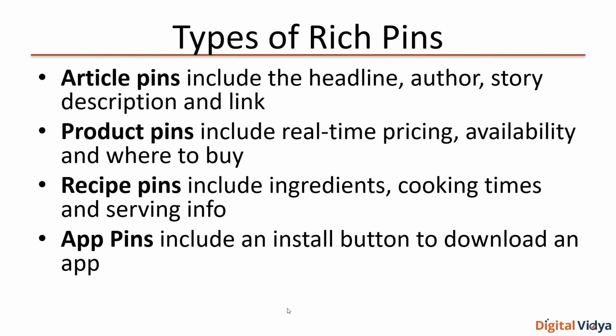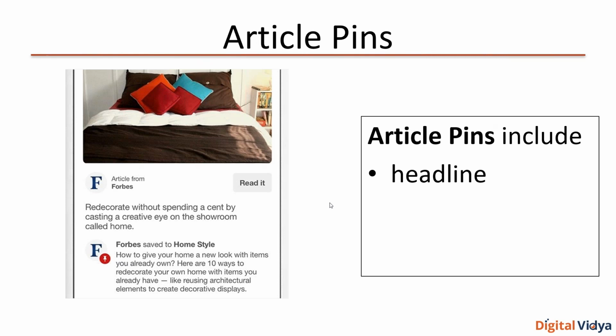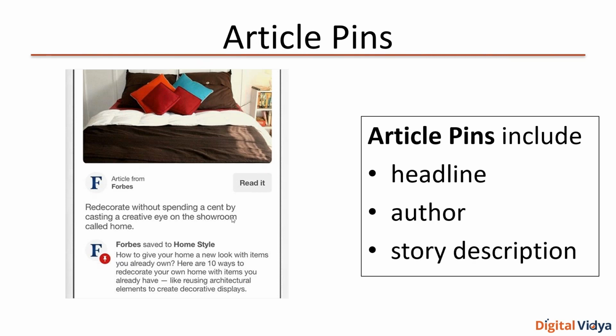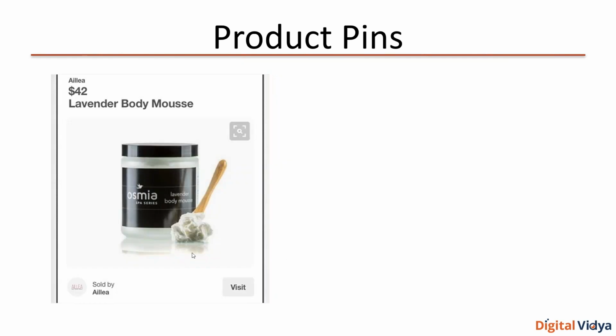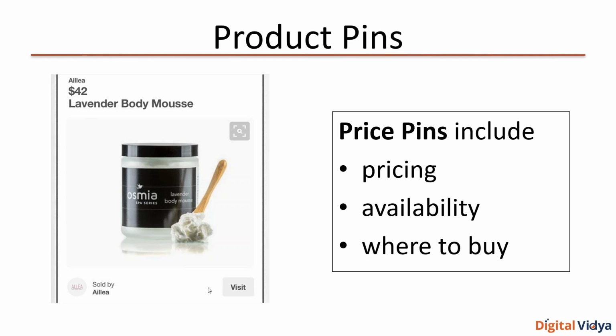Right? So just to look at these in more detail, let's look at article pins first. Like you can see with an article pin, apart from just the image, it also gives the headline of the article, the author, which is Forbes in this case, and the description. Then you've got product pins. So product pins, as you can see, it gives you the price of the product that you can see on the top left corner. It will also tell you the availability and you can click on the visit button and go and buy it from the site. So it tells you where to buy as well.